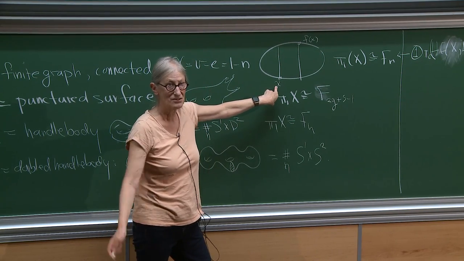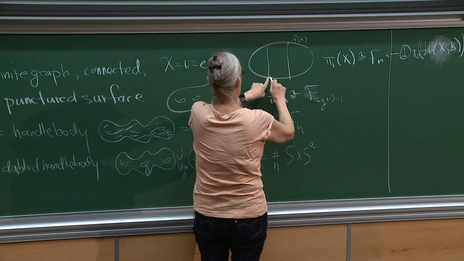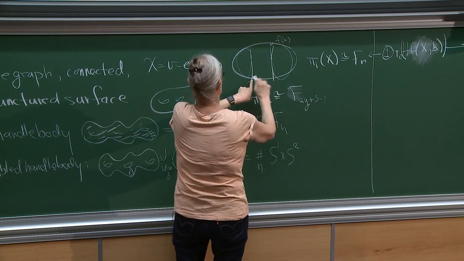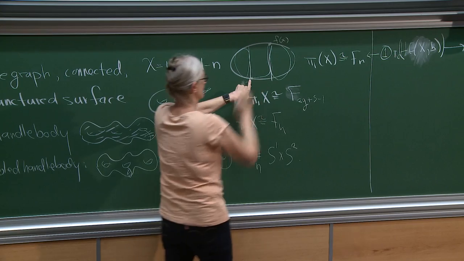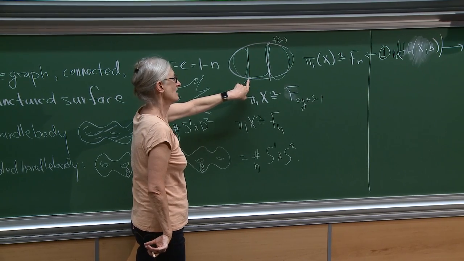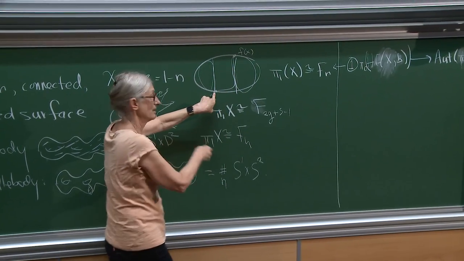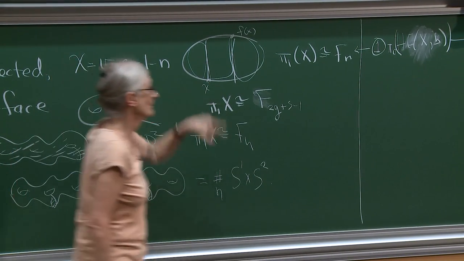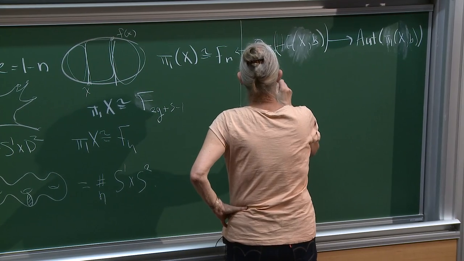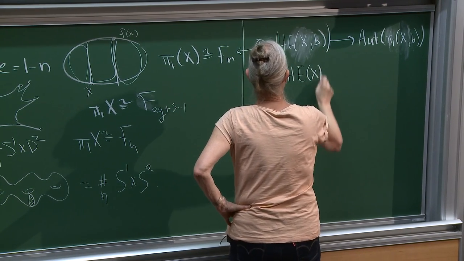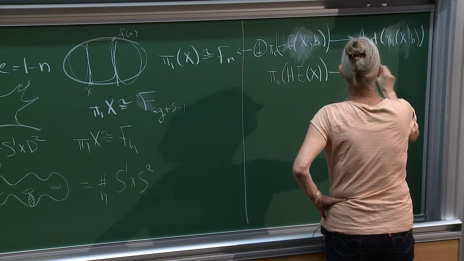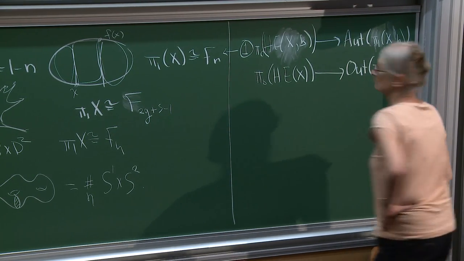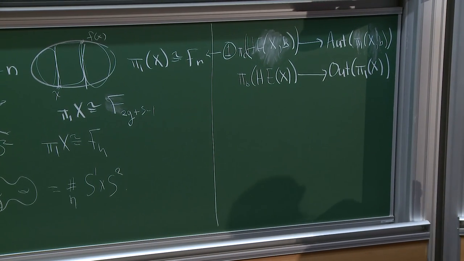In order to get an actual map on fundamental groups, I have to choose a path from x back to f of x. So a loop here might get sent to a loop here. So I have to choose a path back to think of it as a loop at x. So I don't actually get an automorphism because I have to choose this path, and I can choose lots of different paths. What I get, instead of an automorphism, is an outer automorphism. So I could also write pi naught HE of x gives me not an automorphism, but an outer automorphism of pi 1 of x. And then I don't need to really write the base point because I'm not worrying about the base point. Okay, so there's this map.